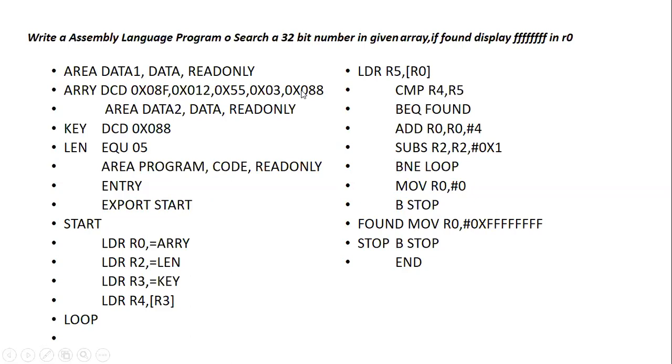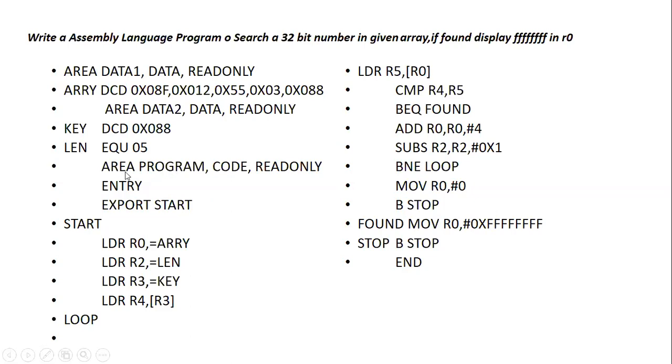Now, how many data are we using? 5 data. So we have to search only within that limit. We need to know the length of that array. Since we are using 5 data, the length will be considered as 5. So we are defining it as length EQU 5. With this, our data segment is initialized. Next, coming to the program segment, make use of AREA.